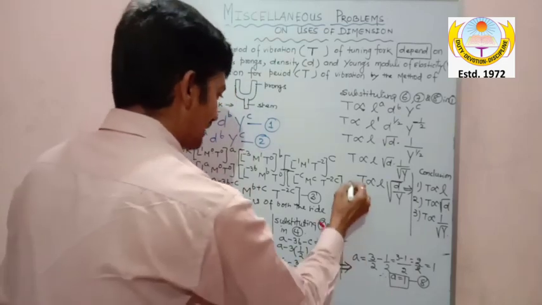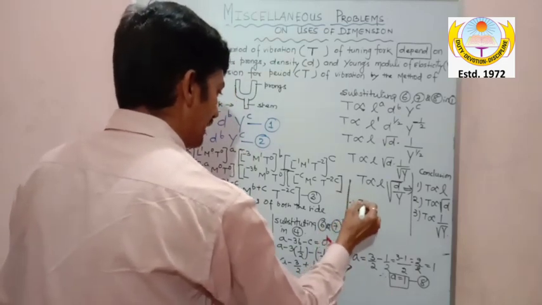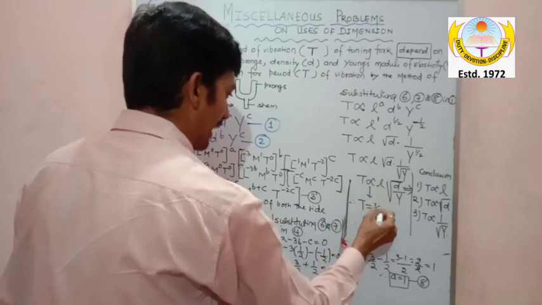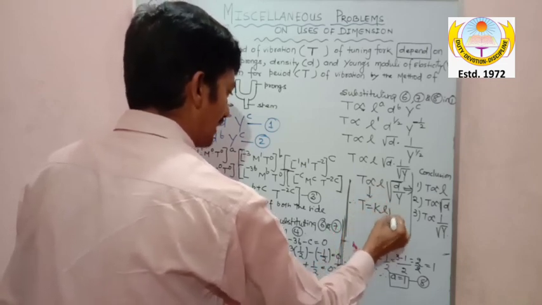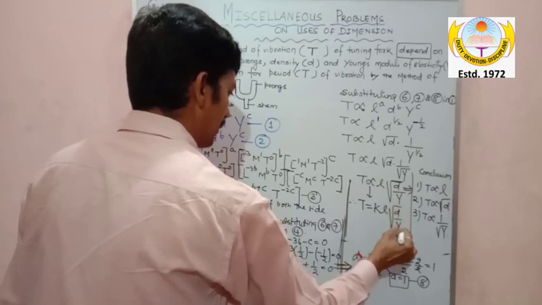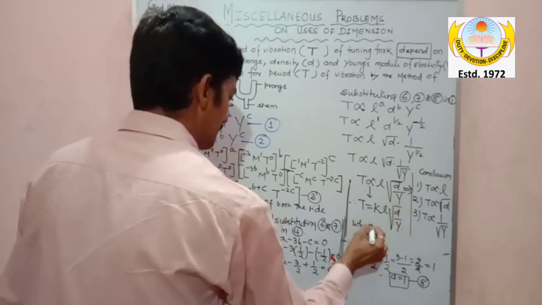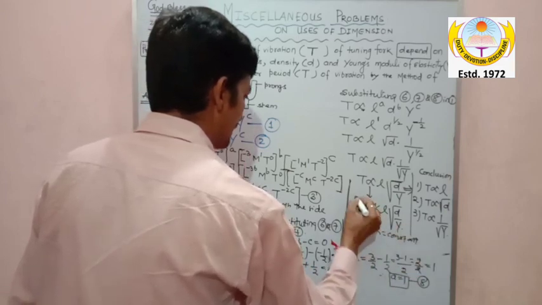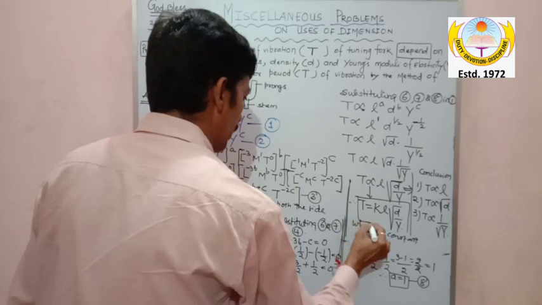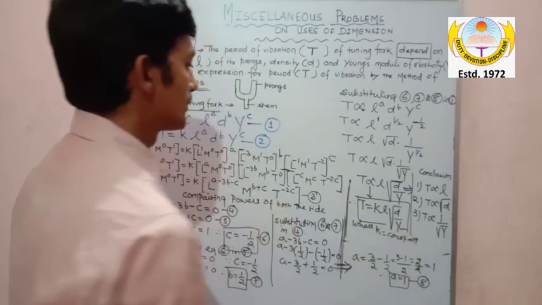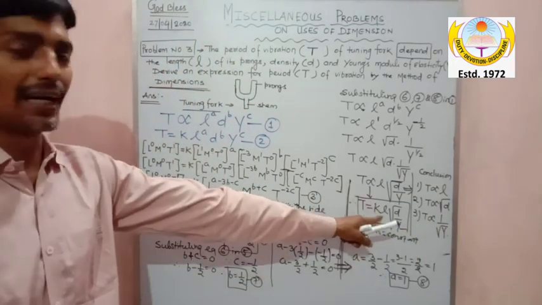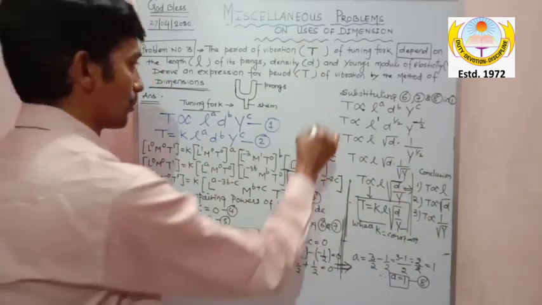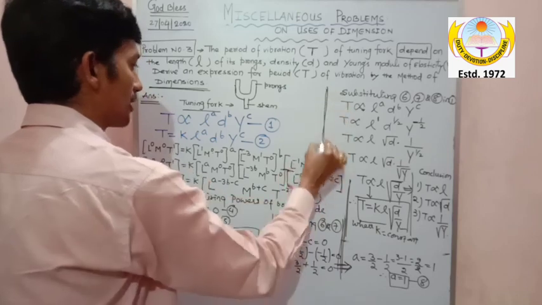Very good. And the last step: therefore T is equal to, the proportionality sign is replaced by equal, K constant L under root D divided by Y, where K is a constant. Here is the answer. I hope you all understood this sum. This is the answer for this question, and these are the 3 conclusions I have drawn after doing the question. I hope you all understood this problem.